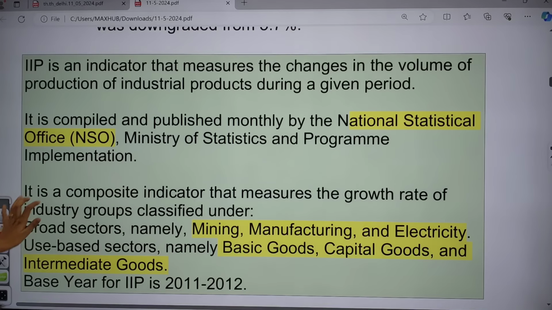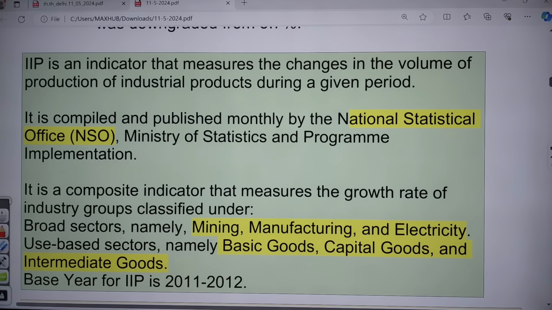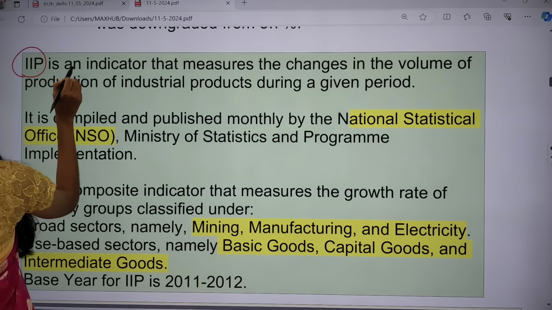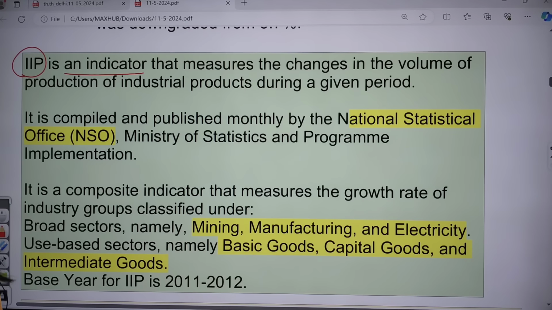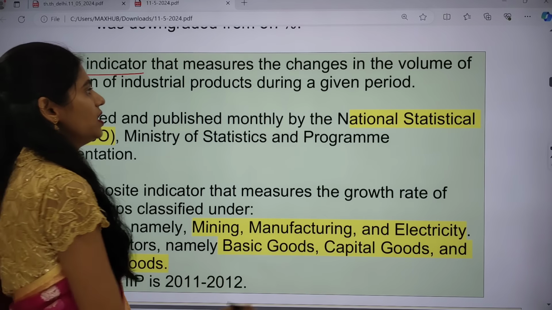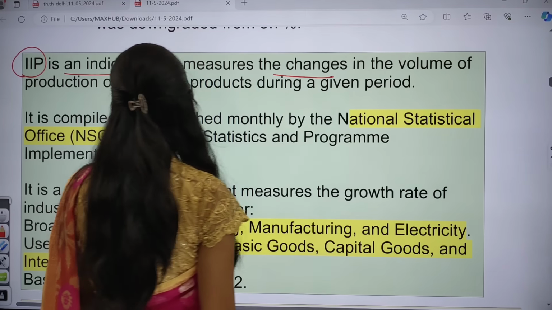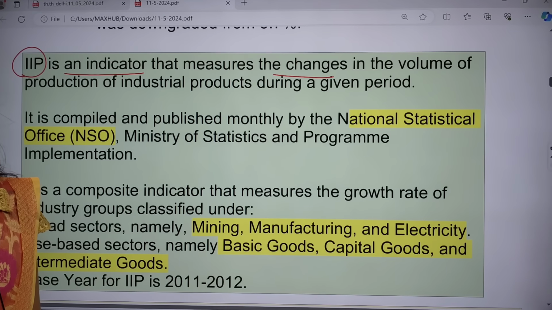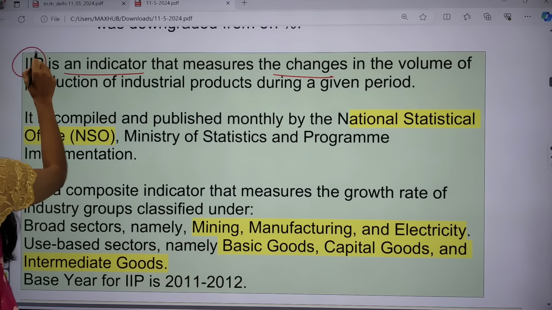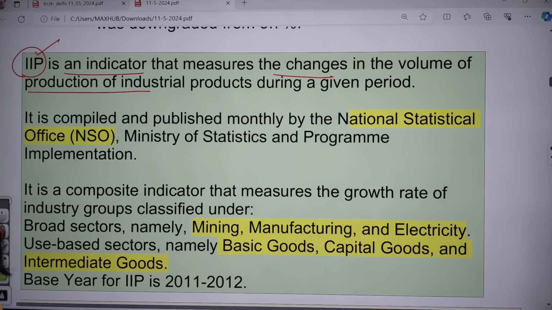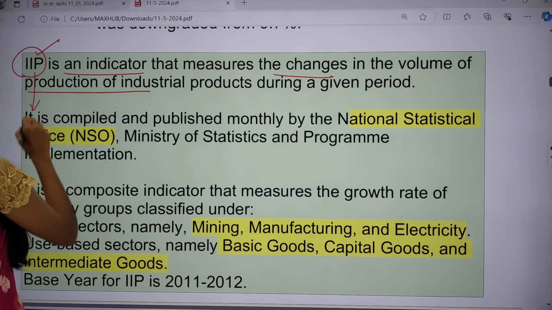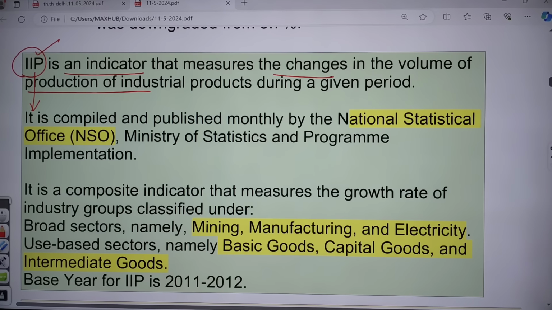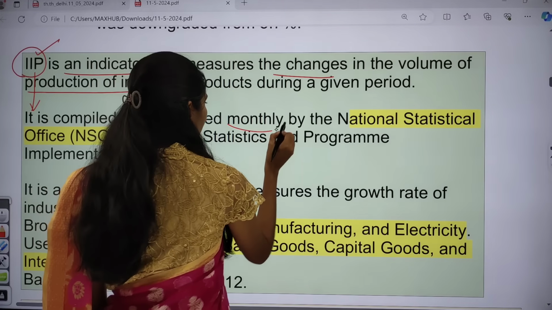If you are talking about the index of industrial production, this IIP is an indicator which measures the changes in the volume of production of industrial products during a given period of time. This IIP is compiled and published every month. Okay, it is published monthly.